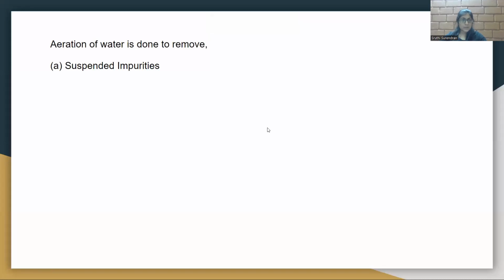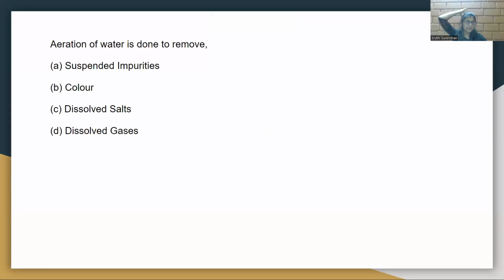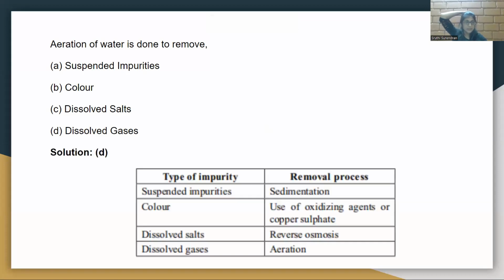So aeration of water is done to remove suspended impurities, color, dissolved solids or dissolved gases. Dissolved gas. Correct. These are the methods of removal for the different types of impurities. For suspended impurities, we use sedimentation. For color, it is using oxidizing agents. For dissolved salts, methods like reverse osmosis. When it involves gases, we use methods like aeration.